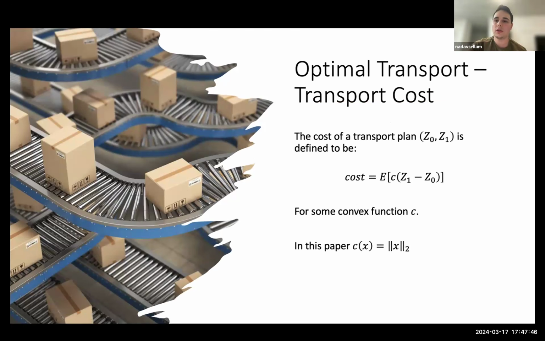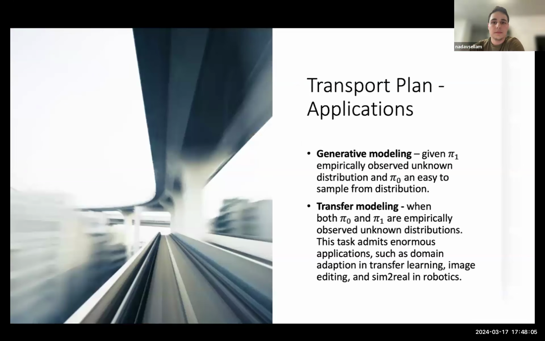So we can think about it as going through all the pairs of points in the transport plan, x0 from z0 and x1 from z1, and calculating their L2 norm, their numerical distance, and then averaging it. So that would be the transport cost of a coupling. So what are some applications of transport plans?